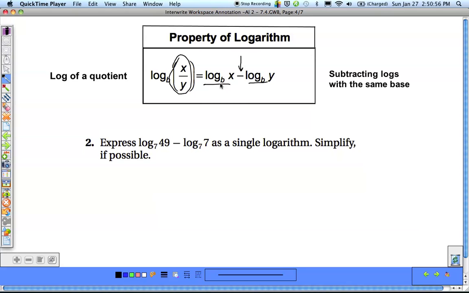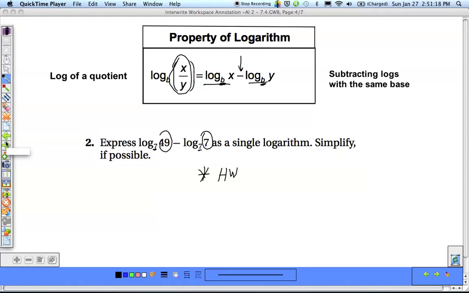Same rules apply, they have to have the same base. And if we see a minus sign between them, we are going to divide those two numbers, whereas if we saw a plus sign, we'd have to multiply the two numbers. So this example, log base 7 of 49 minus log base 7 of 7. We already have the same base, so now it's just a matter of being able to combine that 49 and 7. I want you guys to finish this problem for homework.